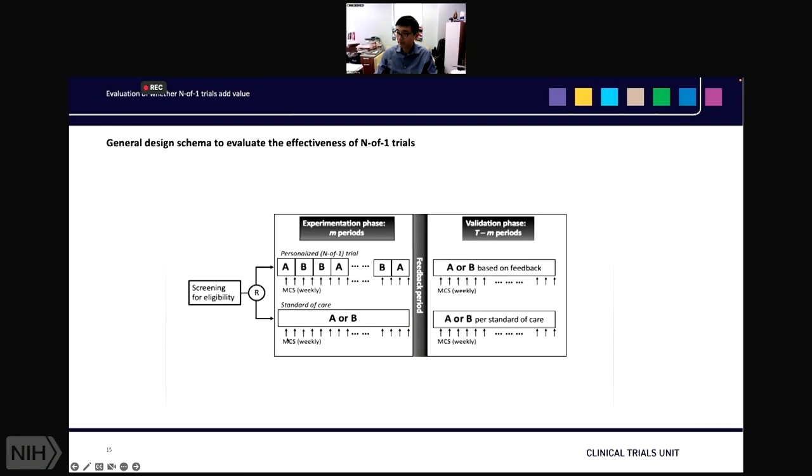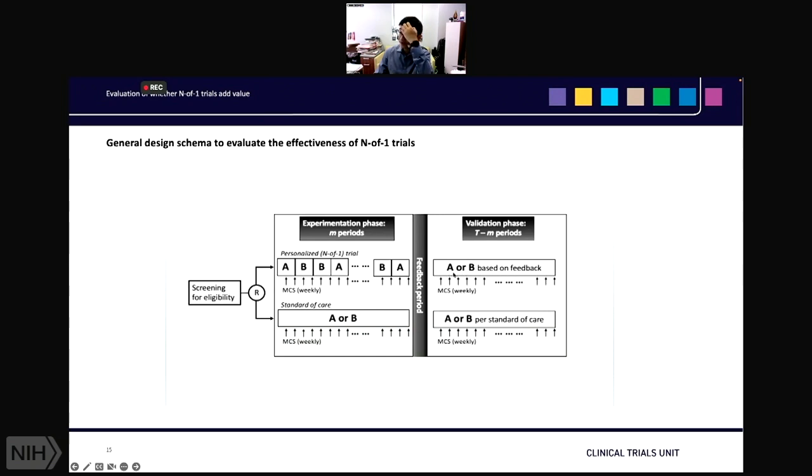We have the same measurement schedule for the standard of care, except that the treatment will be given based on standard of care. At the end of the treatment period, or experimentation period, we'll generally report and communicate with the patients about the findings in the N-of-1 trials. Based on that, the patient will make a decision on what treatment they're going to use, and be followed for additional treatment periods. This is what I call a validation phase.